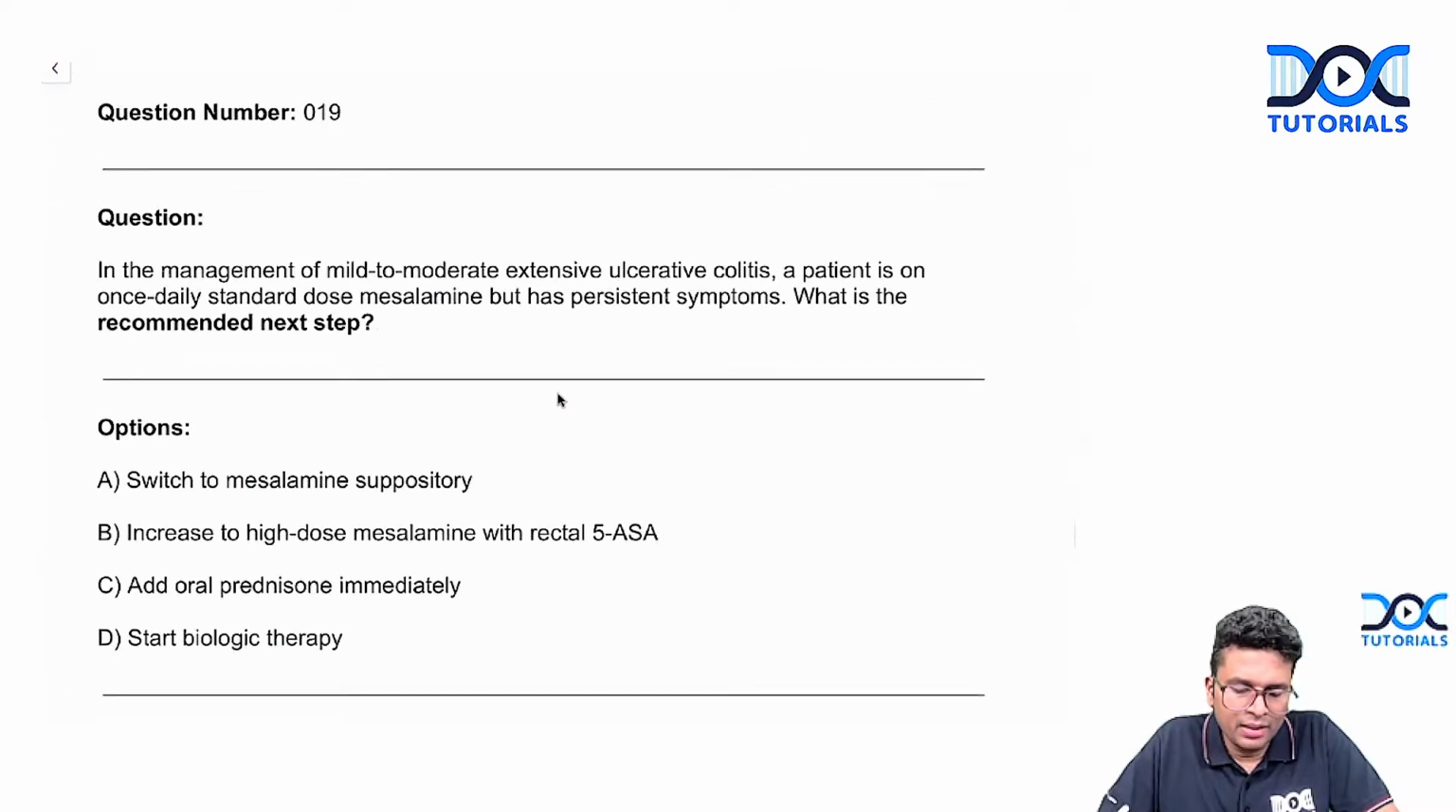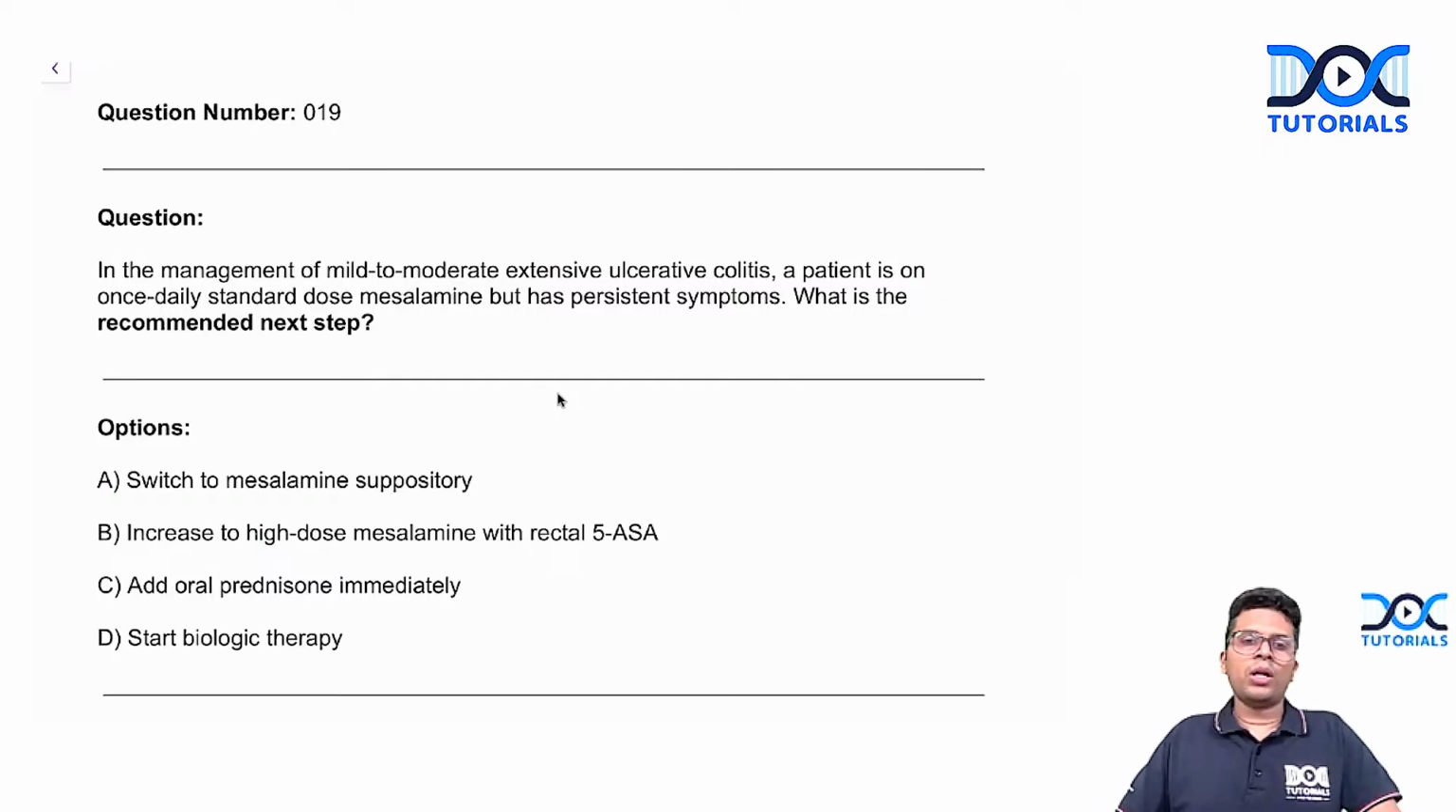Question number 19. In the management of mild to moderate extensive ulcerative colitis, a patient is on once daily standard dose mesalamine but has persistent symptoms. What is the next recommended step? Switch to mesalamine suppository. B, increase to high dose mesalamine with rectal 5-ASA. C, add oral prednisolone immediately. D, start biological therapy.